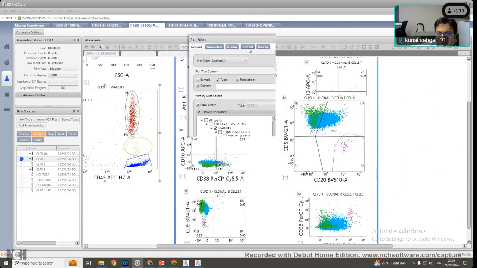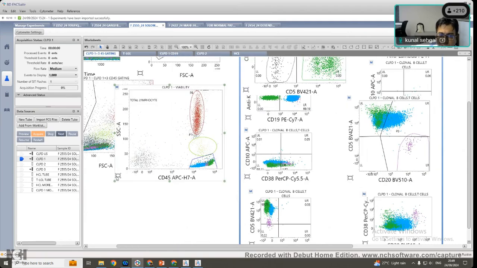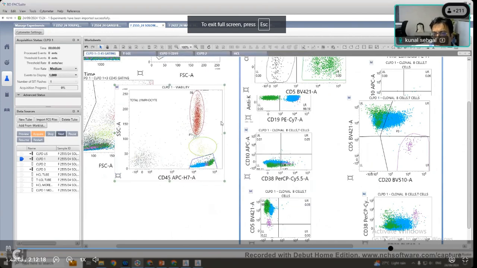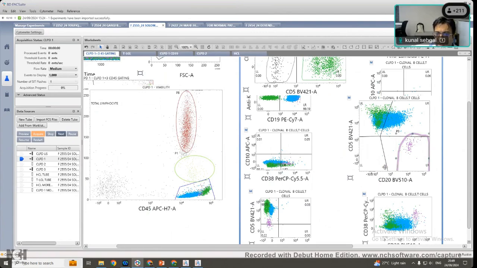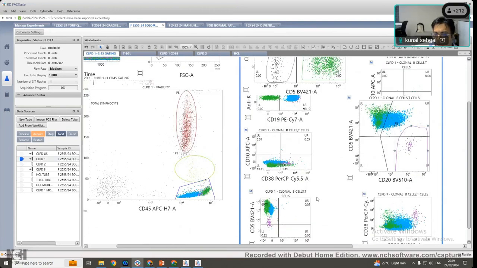Because is this lying in the bright 45 region? Yes, it is. I'll zoom into this plot. So I'm doing backgating now. I'm going to zoom in on this gate. If I remove this color, you will not see, but now if I put this color, can you see, purple is lying here, green is lying here, and this majority population, which is your abnormal population, light blue, is lying in the bright 45 region.